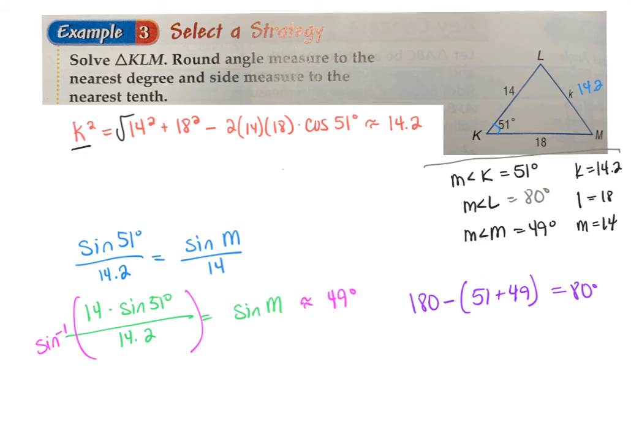I have solved that complete triangle. I started with law of cosines. I moved to law of sines, and then I just moved straight to my knowledge about adding up to 180, right? No need to do law of cosines three times to solve this one, okay?